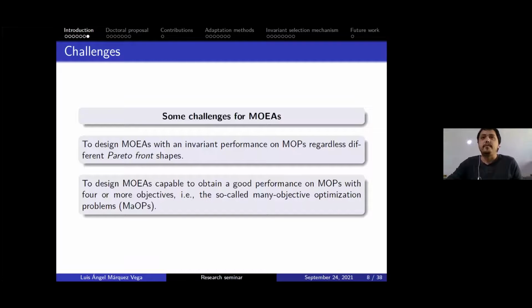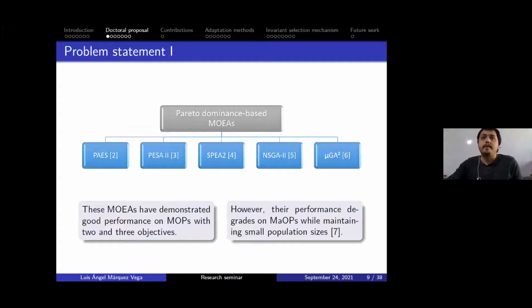Some challenges for MOEAs include obtaining an invariant performance regardless of different Pareto front shapes, and obtaining a good performance on problems with 4 or more objectives. The MOEAs that use the Pareto dominance relations as the main selection mechanism have demonstrated a good performance on problems with 2 and 3 objectives. However, their performance degrades when dealing with problems that include more than 3 objectives.